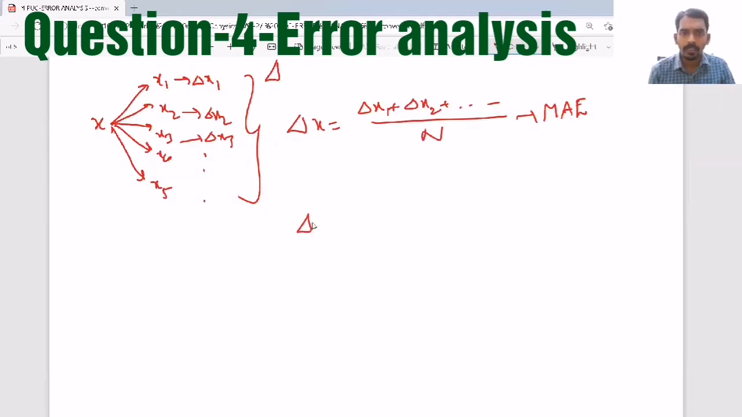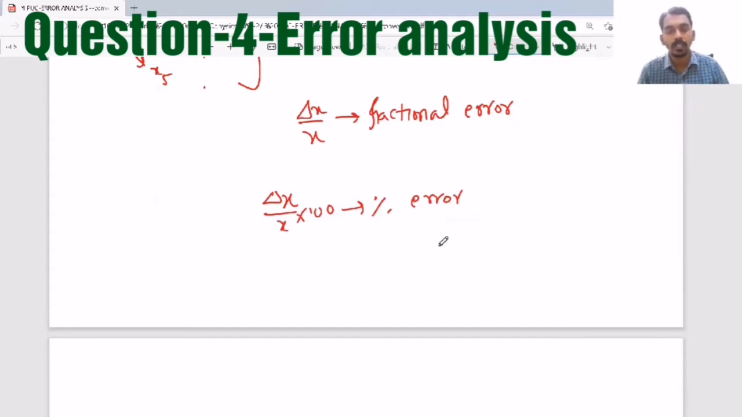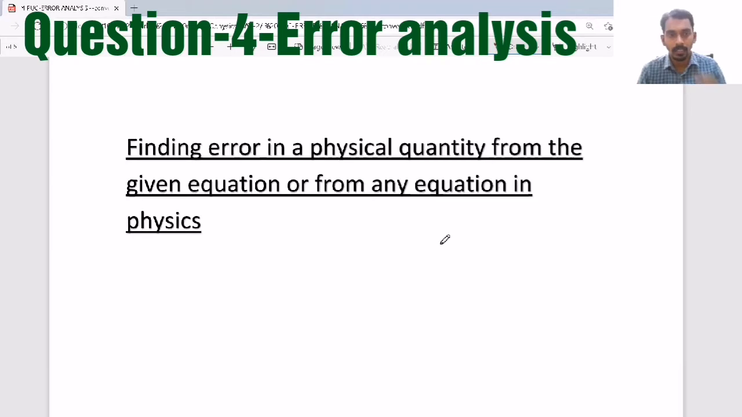After finding the average, if you take the ratio of delta x by x, this is called fractional error. How much fraction? And if you multiply the fractional error with 100, this is called percentage error in the given quantity. So this way also they can ask questions based on error measurement.